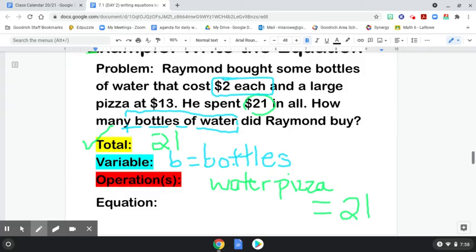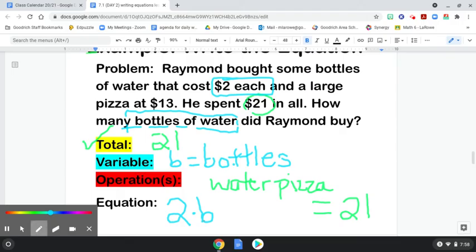So what we do with our bottles of water when they have the same repeated cost is multiply that cost by the number of bottles we have. If I knew he had bought 8 bottles of water, then it would be 2 times 8 bottles of water. But I don't know how many, so we're just going to use our variable.